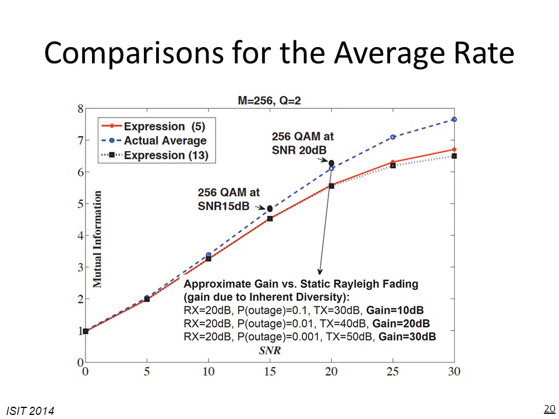And then the other two curves, the red one and the dashed black one, correspond to the expressions in the article, the mathematical expressions that we have for the mutual information, which shows that the expressions have good accuracy compared to the actual. Again, the numbers at the bottom show that in order to have an outage of 0.1, 0.01, or 0.001, we need a margin of 10, 20, or 30 dB for a static Rayleigh fading channel.